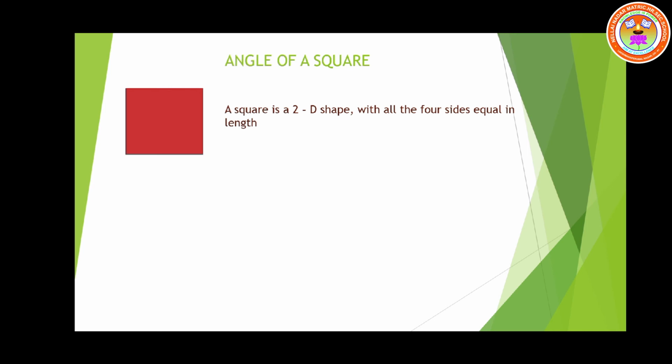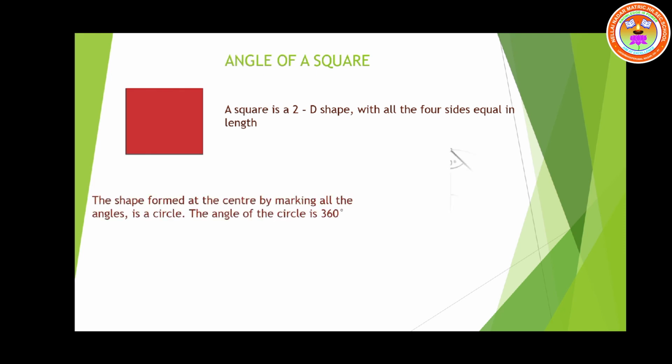A square is a two-dimensional shape with all the 4 sides equal in length. Now if I want to find the angle, first I have to divide the square like this.